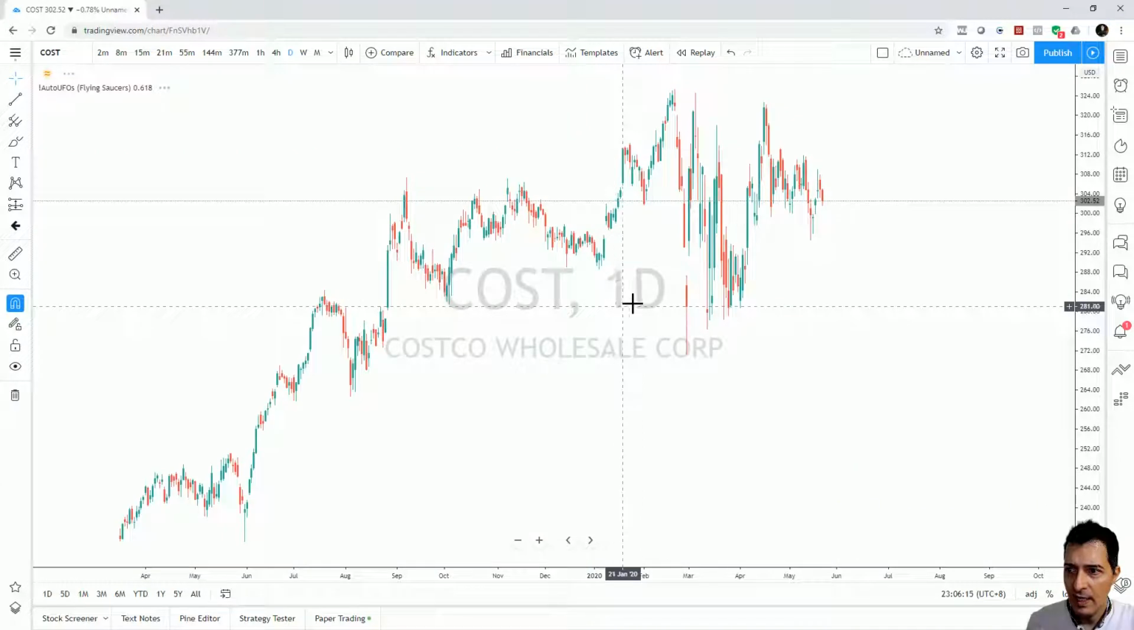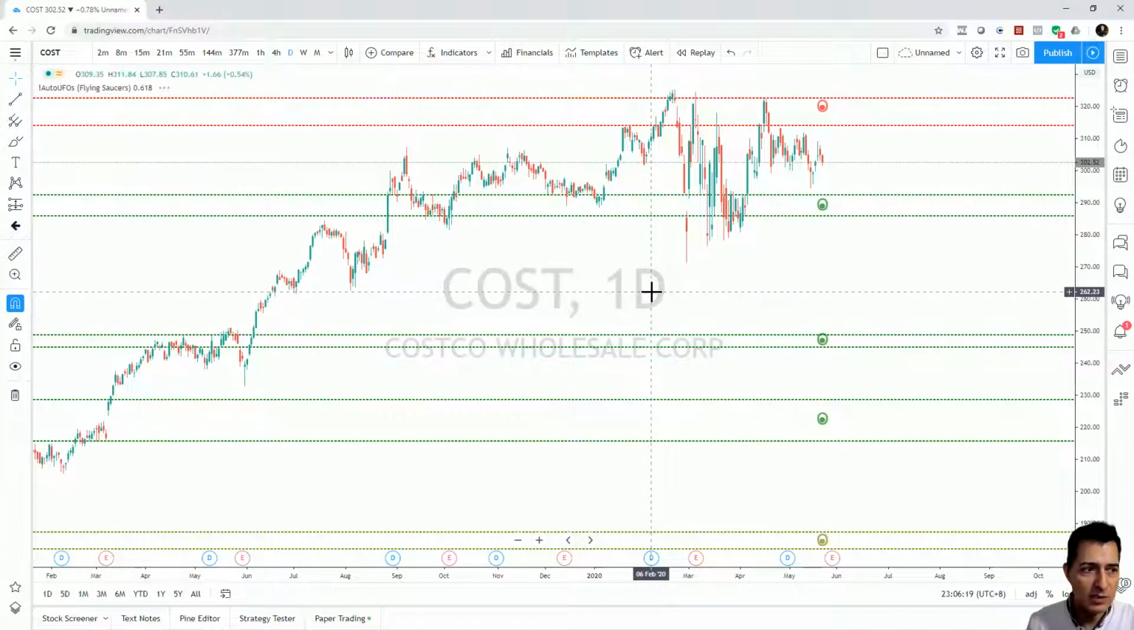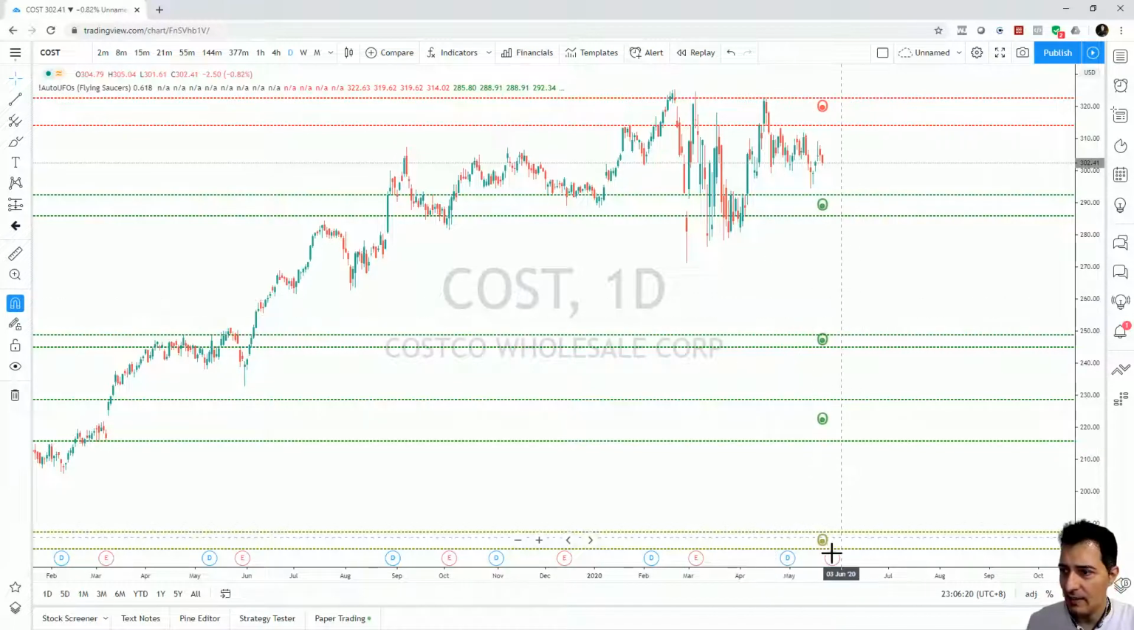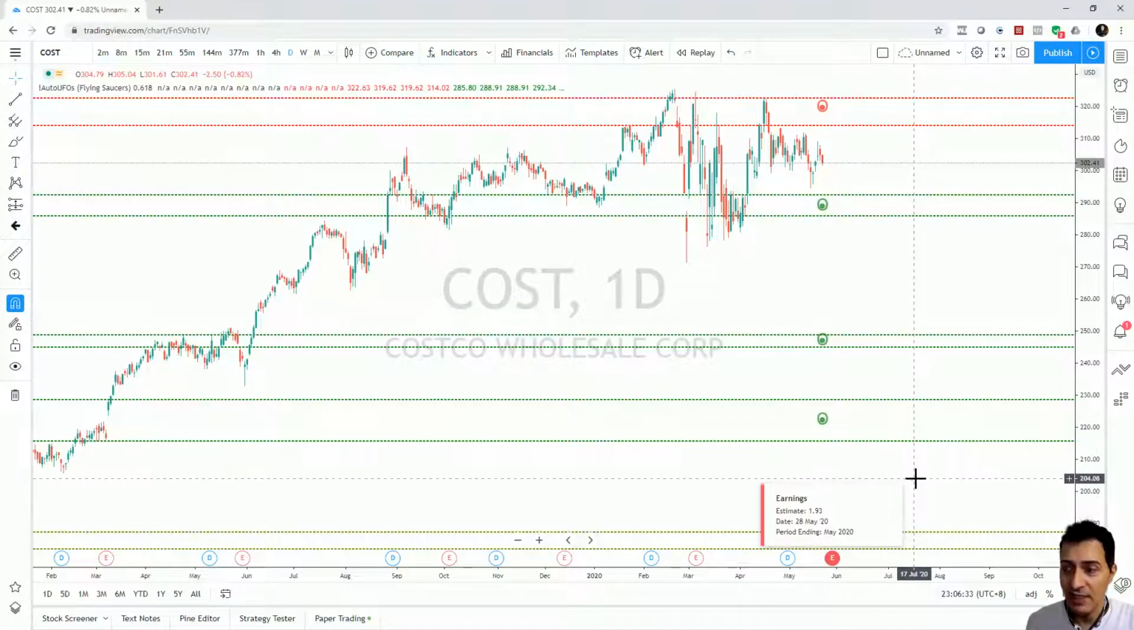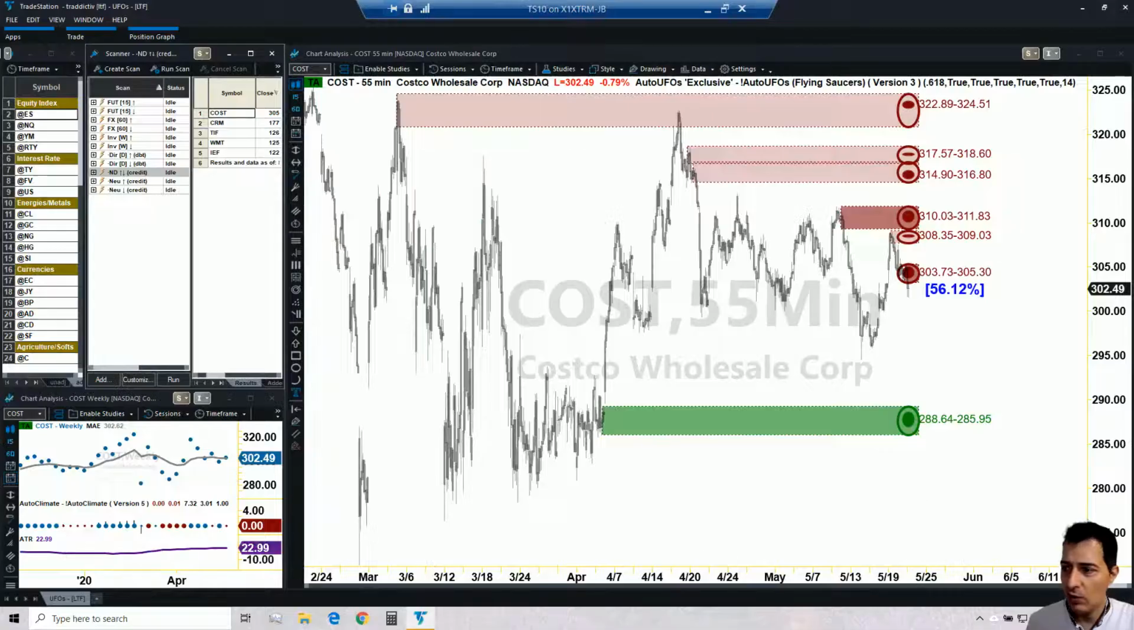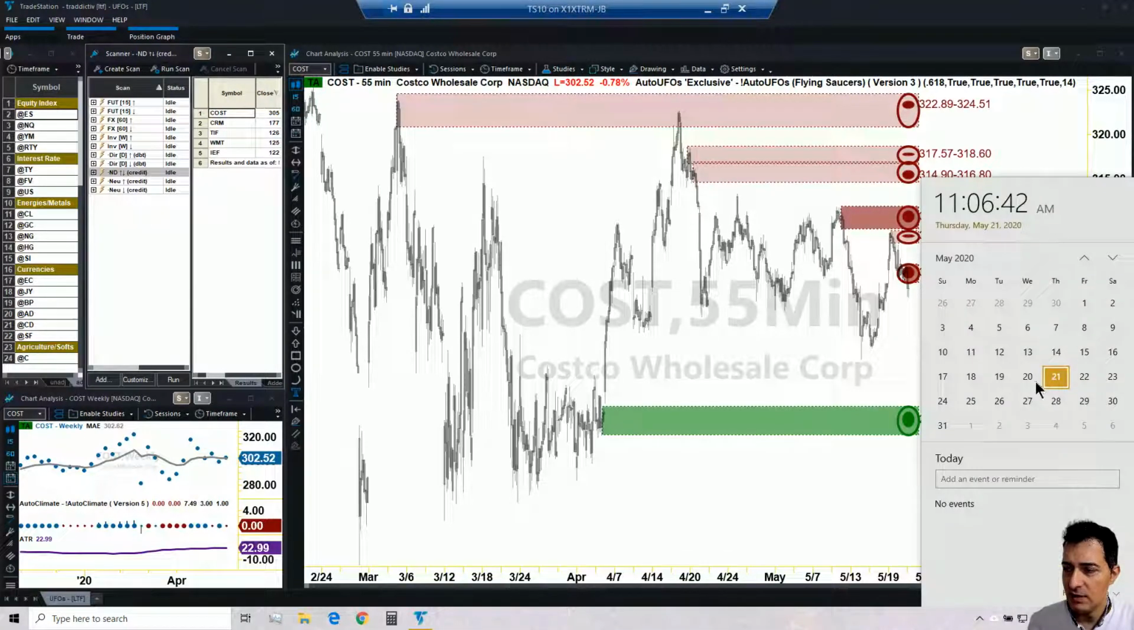I'm looking at a daily time frame of Costco, and the reason why I'm going to do this is so I can go ahead and point at the next E bubble on the bottom, which represents the earning date, which in this case you can see it's May 22nd. So sorry, May 28. Okay, May 28. So today, okay, it's May 21st. Okay, May 28 happens to be next Thursday.